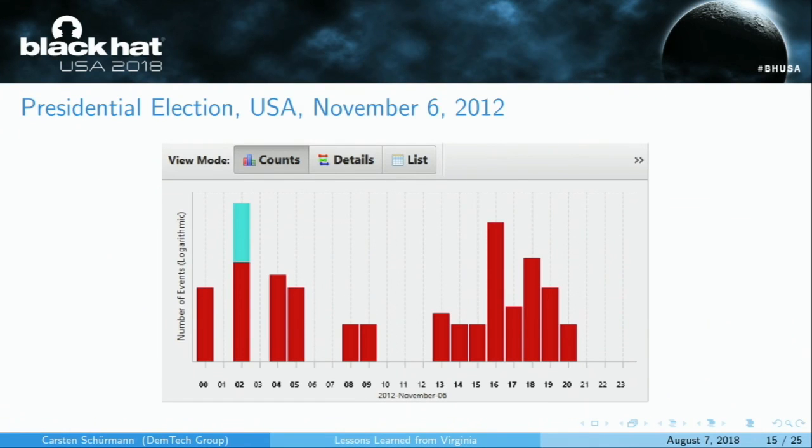Then I went a bit more seriously and looked at the concrete days of elections. So here's the presidential election where Obama was elected, November 6, 2012. And that's a little bit what you see when you go into the timeline. You see there are lots of events happening. These are basically all of the events that happened during election day on all of my 8 machines. And keep in mind, again, it's only 8 machines.